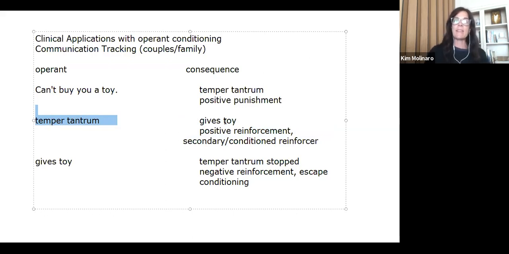So again, that's just a simplistic application of operant conditioning, but my sincerest hope is that it helps clarify how we use operant conditioning in communication tracking.